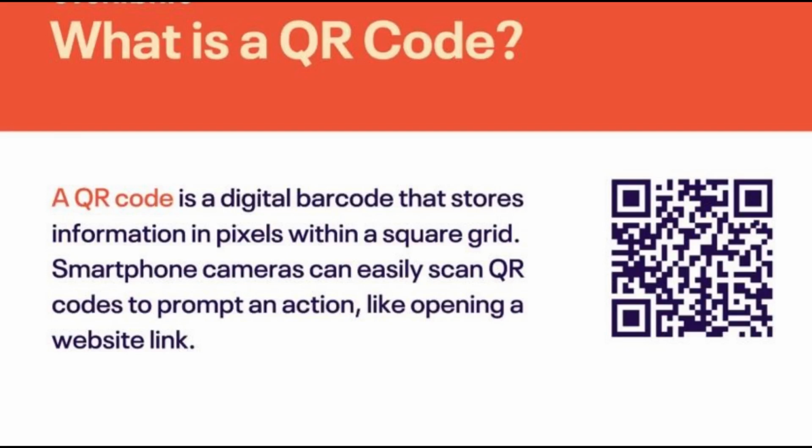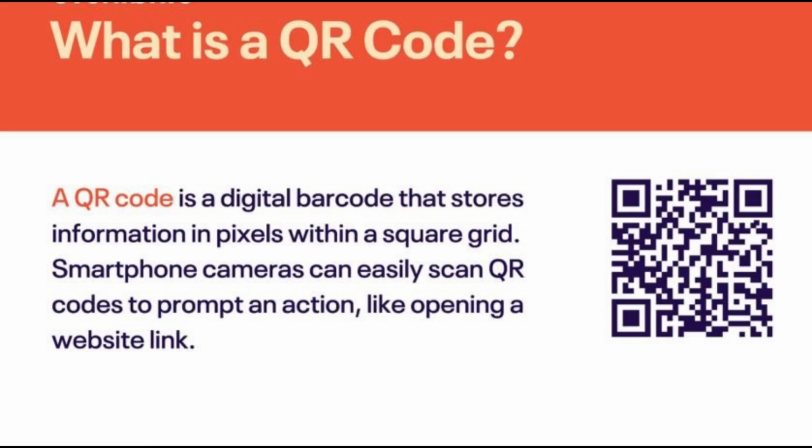A QR code, or quick response code, is a type of two-dimensional barcode that stores information in a square grid of black and white squares. It can be scanned by a smartphone camera or a QR code reader app to quickly access the encoded information, such as a website URL, contact details, or other data.